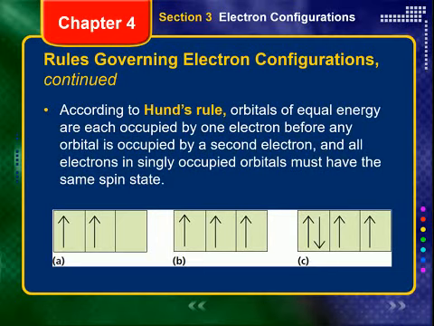Applying this rule shows, for example, that one electron will enter each of the 3 p orbitals in the main energy level before a second electron enters any of them. This is illustrated in figure 4-18 on page 106 of your textbook. You can see that in figure A, only 2 electrons are in this particular sublevel, and they are each in separate orbitals and all with the same spin.